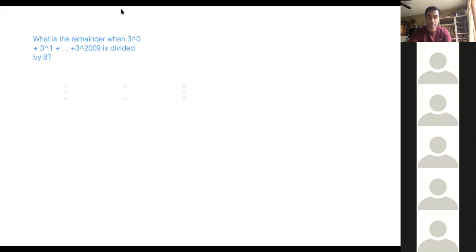So I realized that 3 to the 0 plus 3 to the first plus 3 to the second plus 3 to the third, that equals 40, and that's divisible by 8. And every other factor after that is also going to be some multiple of this. So since there's 4 terms, we just basically group everything in 4 starting from the end. So that leaves us with only 3 to the 0 plus 3 to the first.